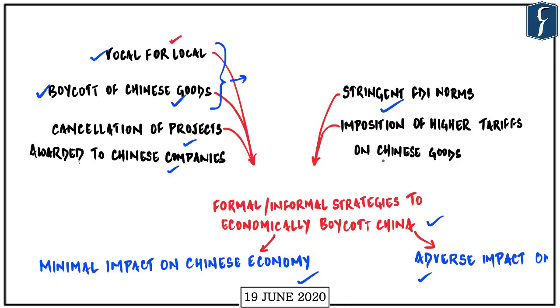And then finally, the imposition of higher tariffs on Chinese goods. Recently, the Ministry of Commerce and Industry has stated that it may increase the import duties on around 300 Chinese products in order to boost domestic manufacturing. So you can see that our approach towards the Chinese economic boycott is multi-pronged, starting from behavioral change, which is basically nudge economics, to the imposition of hard economic measures like stringency of FDI norms, as well as increasing the tariffs on Chinese products, all taken up at the civilian as well as the government level.